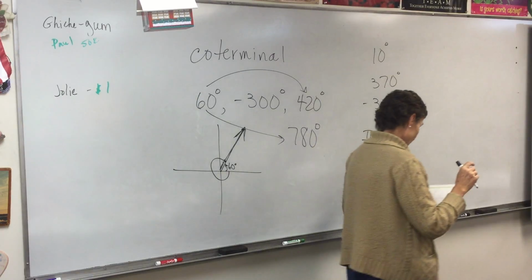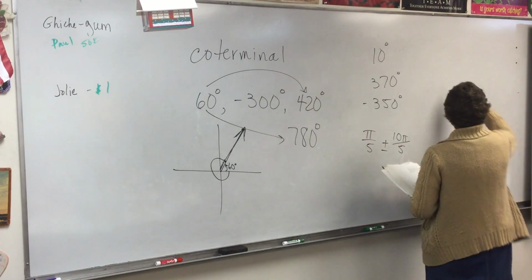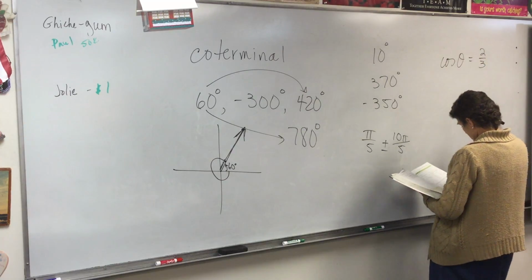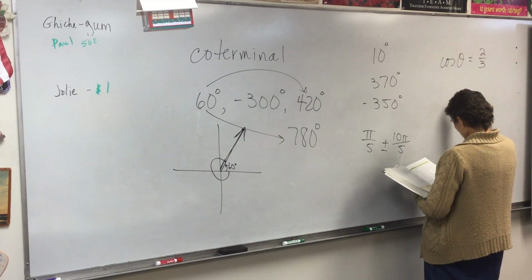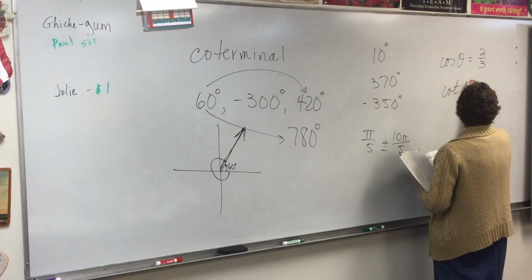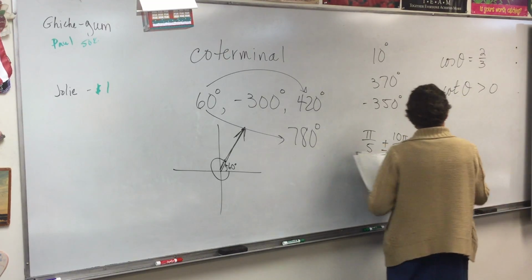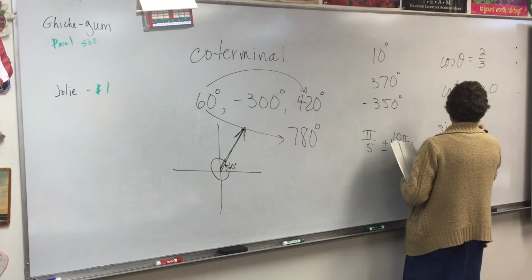All right, so here we go. It says find the sine and the tangent if the cosine is 2/3 and the cotangent is greater than 0. I'm finding the sine and the tangent.